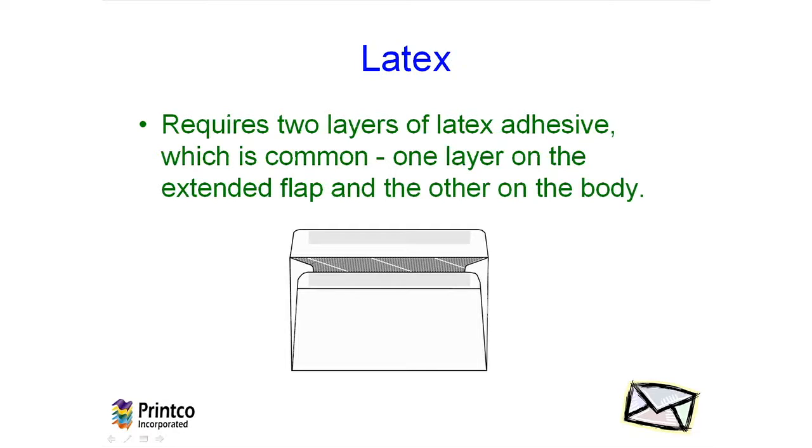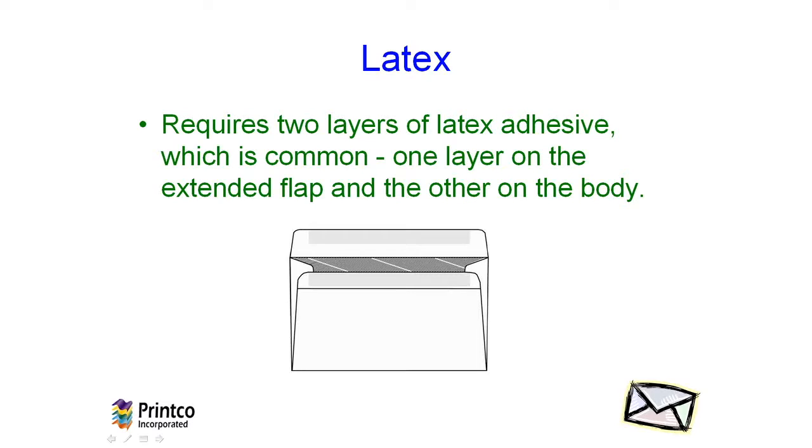Latex glue requires 2 layers of latex adhesive, which is common to have 1 layer on the extended flap and the other on the body. When the flap is folded over, the adhesives stick together. Often latex seal has extended flaps. Extended flaps are when the top flap is extended up in the open position, because if it was down, the envelope would seal.